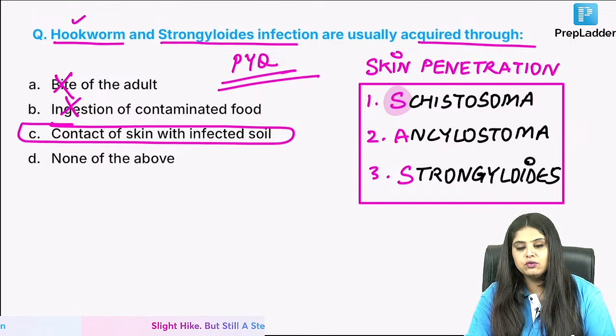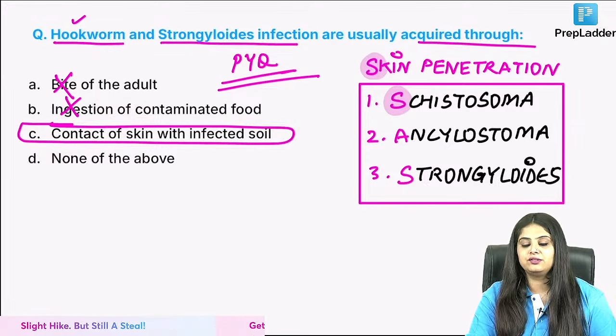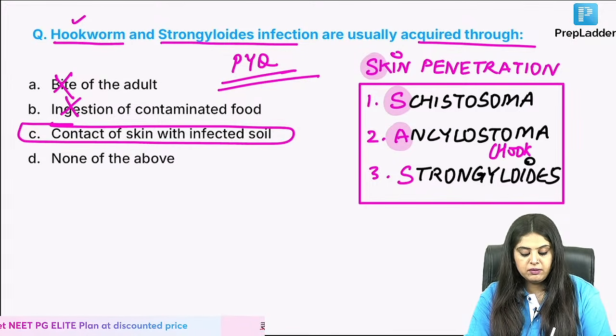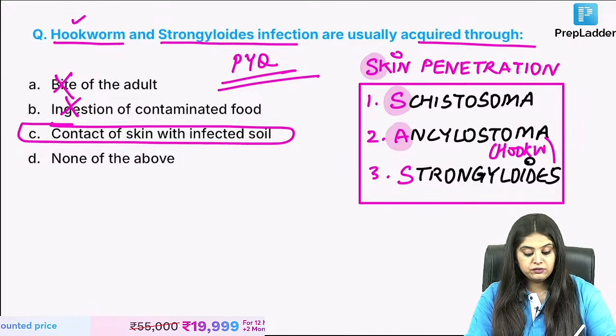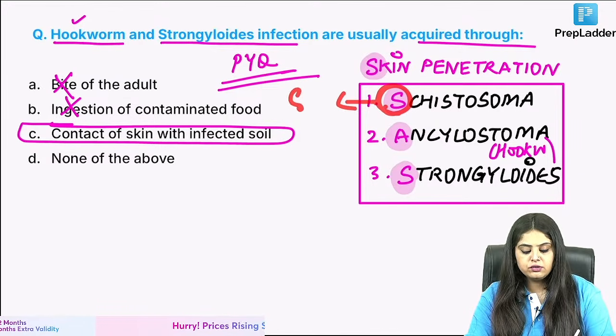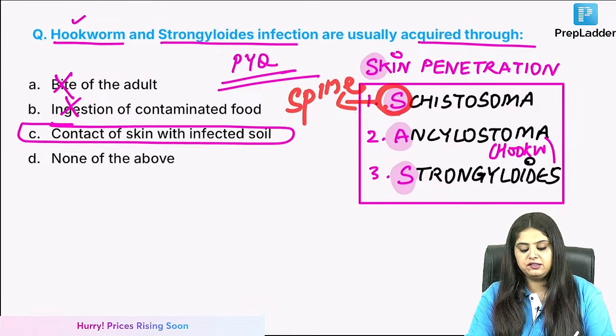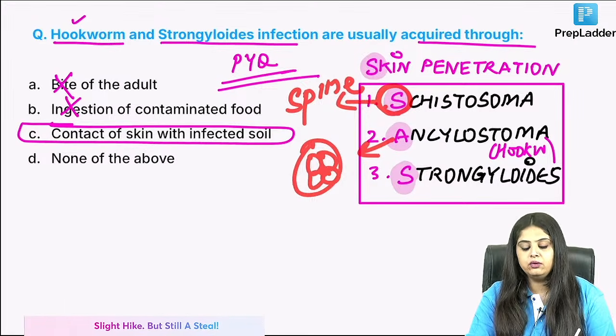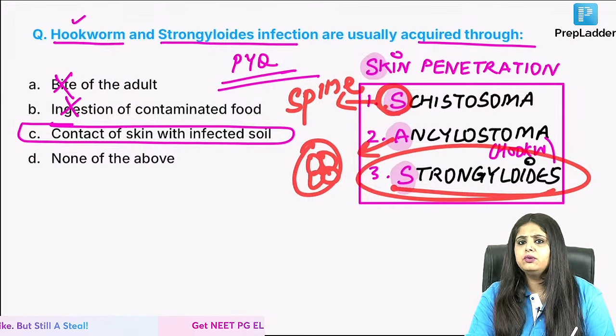Number 1, S for schistosoma. Then A for ankylostoma. Ankylostoma, you were saying ma'am, is hookworm, so that is also known. And now S for strongyloides. So tell me, recall the eggs of all of them. Schistosoma eggs have to be with S, that is fine. Hookworm egg, you told us, will be an oval segmented egg. Strongyloides egg you did not show us.